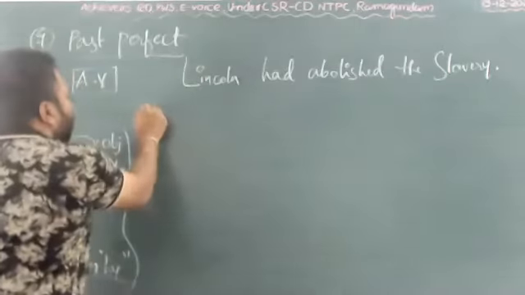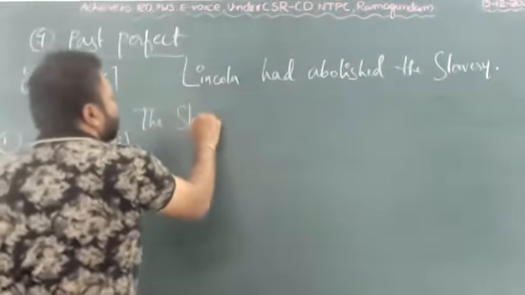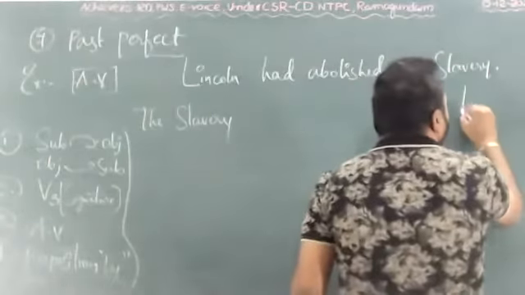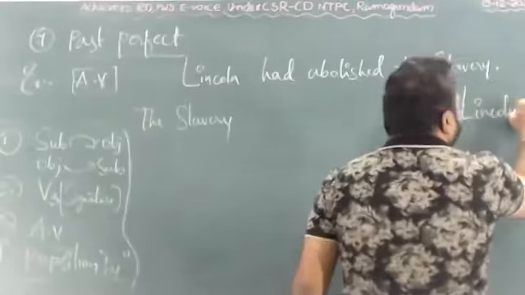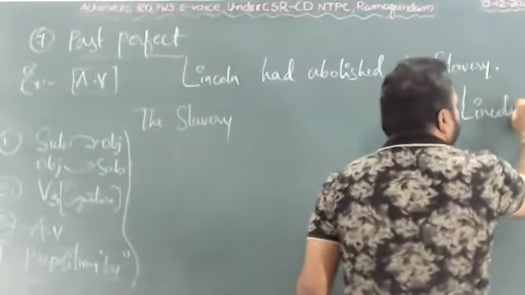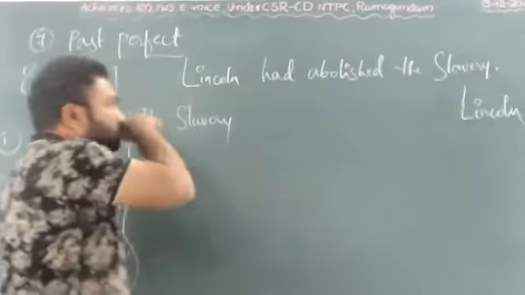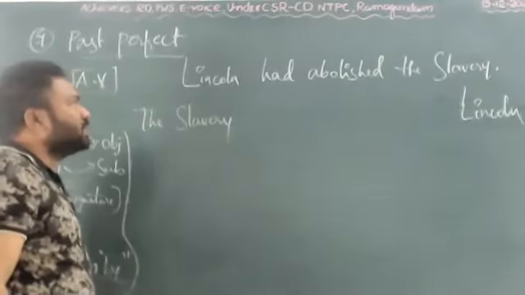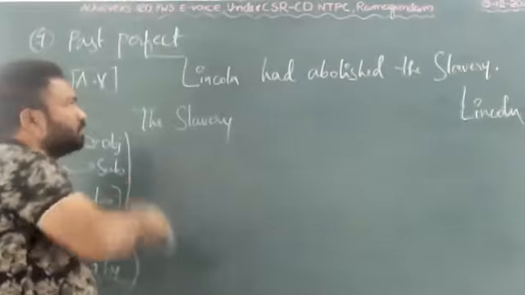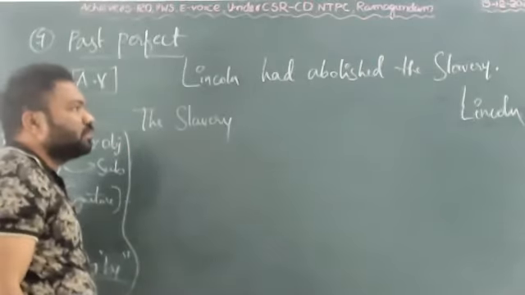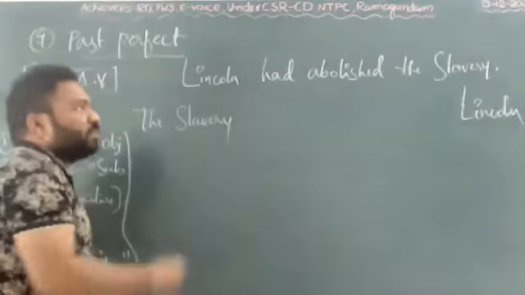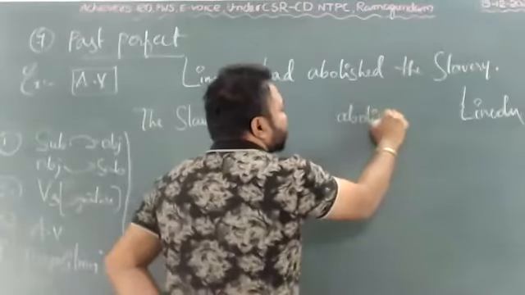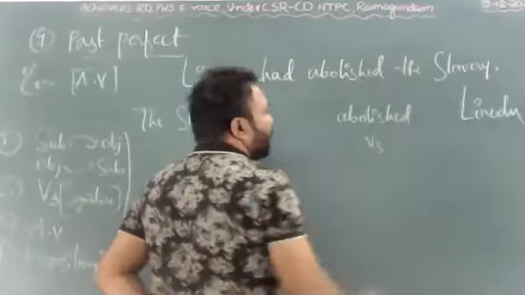Here goes the slavery. Okay, next. Lincoln. Okay. Next. What is that next step? Signature rule. Abolished. This is a V3. Okay.